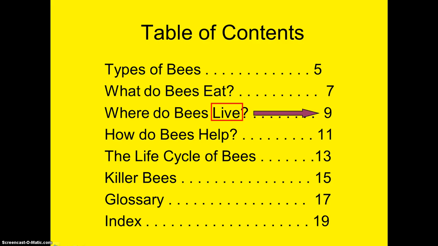A table of contents gives you a good place to start looking for information in a book. You don't need to read the whole book to find out where bees live.